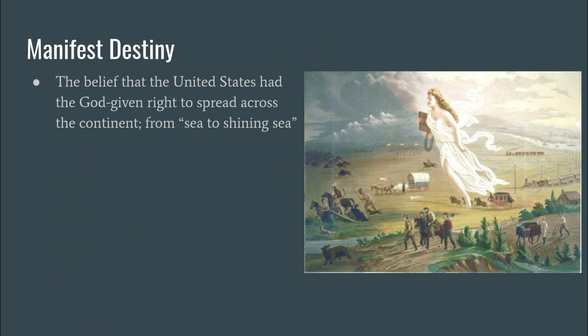And so this painting is very symbolic of manifest destiny. As these people move west, they are being guided by an angel. Right? It's their God-given right to spread across the continent. So that is manifest destiny. And people really believed it. It sparked inspiration and motivation and unity within the United States about this idea of moving west.